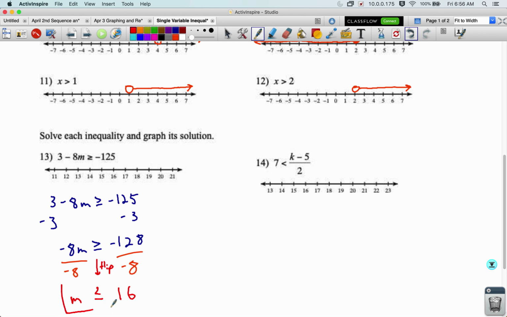Now this, I can go and graph. I put a point at 16. I see that it has the or equal to, so I fill it in. And then my arrow goes, this looks like it's pointing to the left, so my arrow goes to the left.